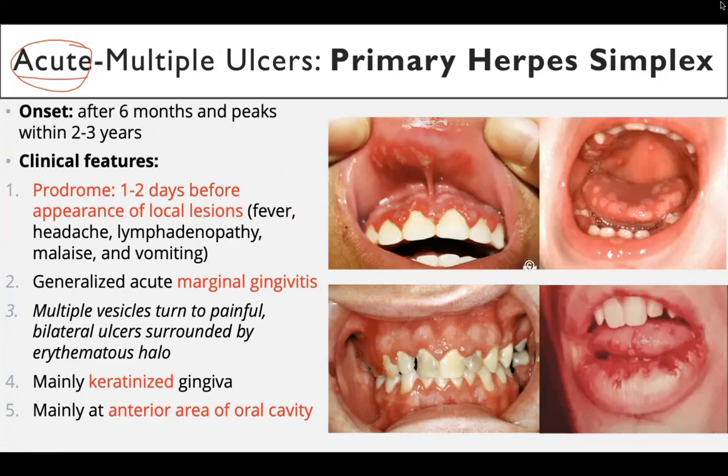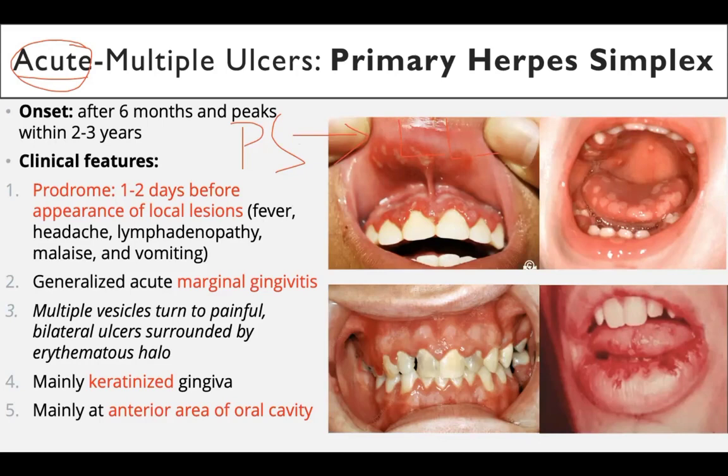So prodrome are the symptoms which appear 1 to 2 days before appearance of the local lesions. So we have prodromal symptoms, flu-like symptoms of the child, followed by local lesions. When the patient presents to your clinic, he or she, or their parents, may show you a rash. He has a rash on the face.